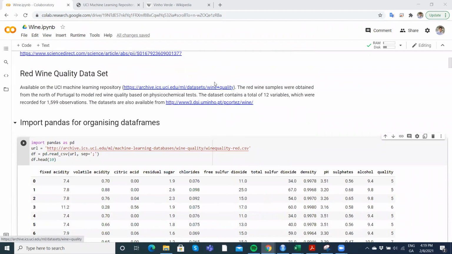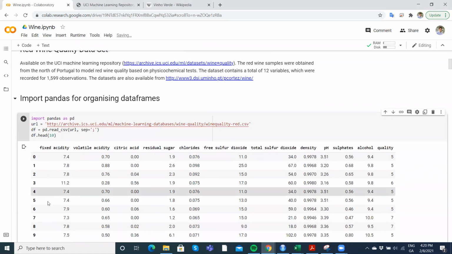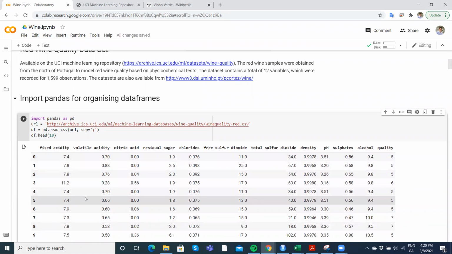There are some links here where we can retrieve the data. So the URL that you might go to look at the wine is provided here, and we import it in using the pandas library. If we want to look at the top 10 wines, each observation here, each row, represents a wine.